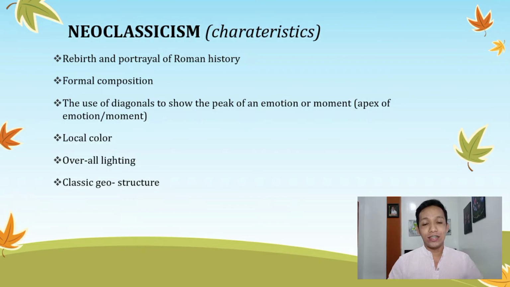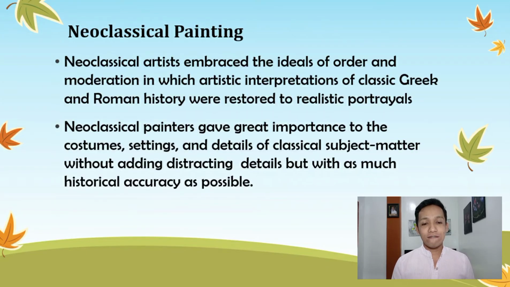Now that we are already familiar with the characteristics of neoclassicism, let us now dive into the visual arts. First off, we have neoclassical painting. Neoclassical artists embrace the ideals of order and moderation in which artistic interpretations of classic Greek and Roman history were restored to realistic portrayals. Also, neoclassical painters gave great importance to the costumes, settings, and details of classical subject matter without adding distracting details but with as much historical accuracy as possible.